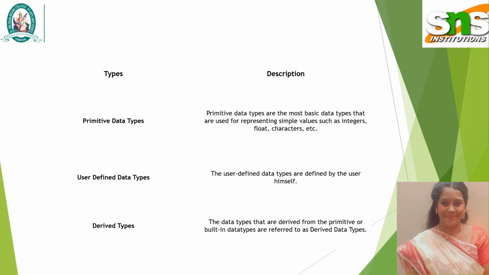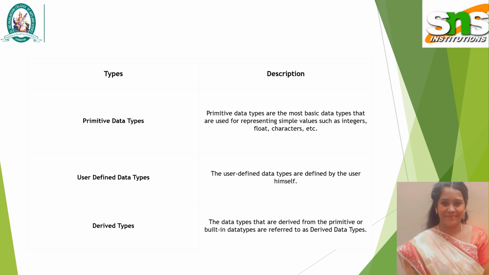These are the basic types of data types: primitive data types, user defined data types and derived data types. Primitive data types are the most basic types, used for representing values. The examples, which we saw earlier, are integer, float, double and character. All these come under primitive data types.